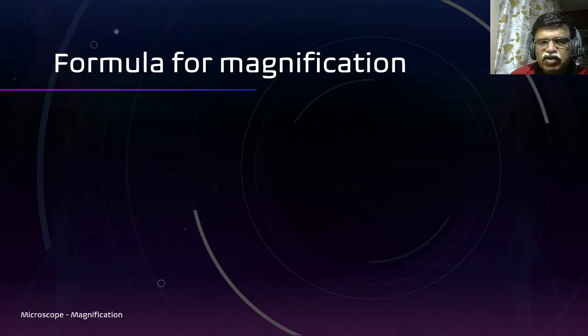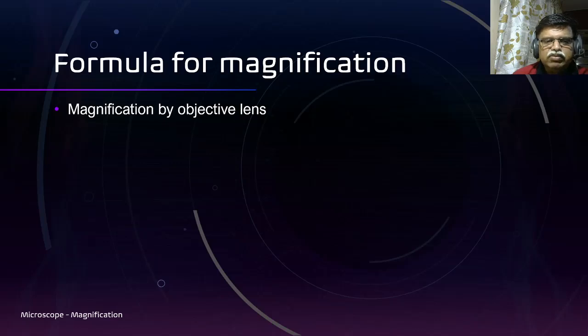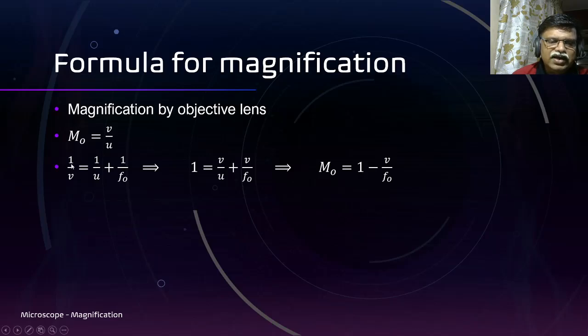Now let us see what is the formula for magnification. So magnification by objective lens is given by v/u. This is for a single lens formula, and we know the relation 1/v = 1/u + 1/f_objective, and then you can multiply by v, and effectively you get 1 = v/u + v/f_objective. Okay, and you can rearrange the terms so that v/u is the magnification by objective, and that can be written therefore as 1 − v/f_objective.